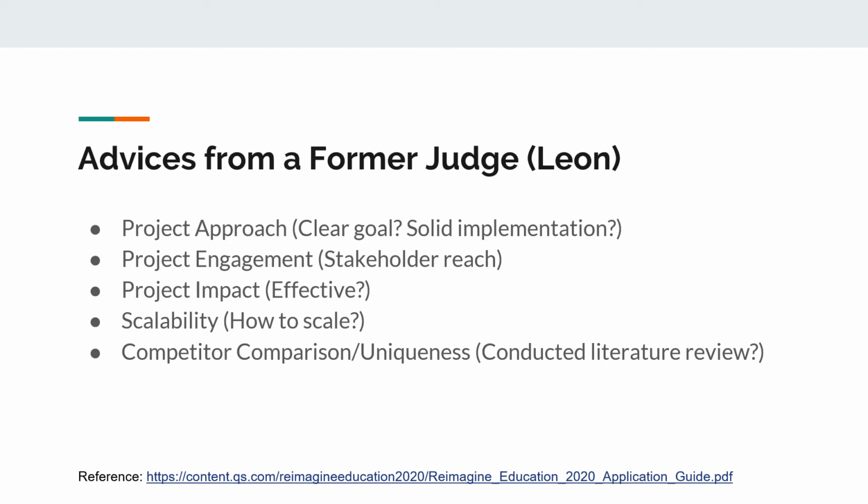First, if you go to the proposal application process, you will see that we need to fill in content for these five areas: project approach, project engagement, impact, scalability, and uniqueness. For approach, in particular, they look at whether your project has a solid implementation, a clear goal, and solves some real problem.